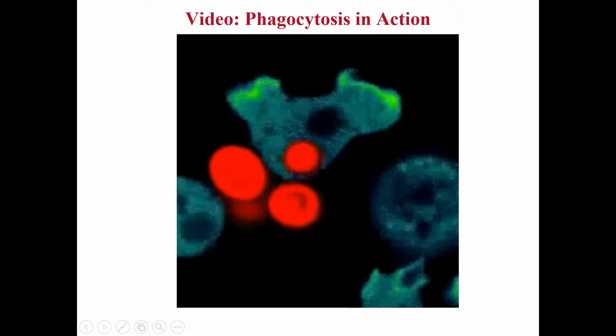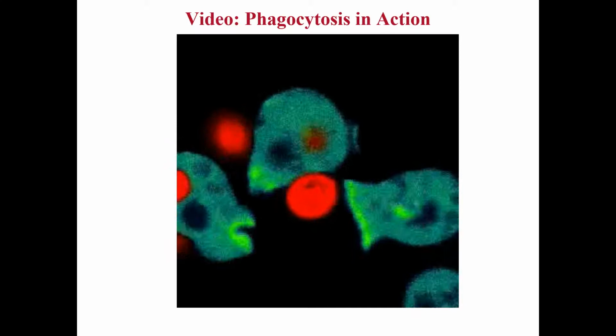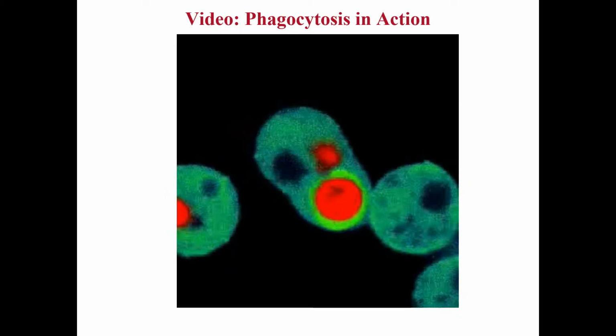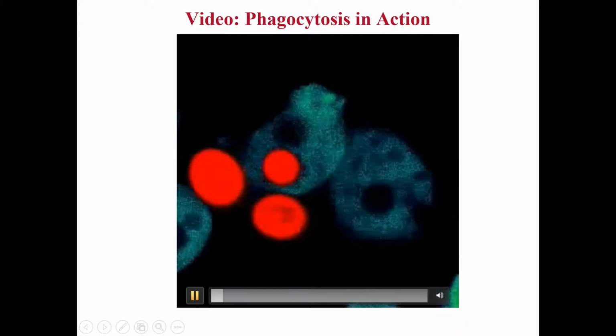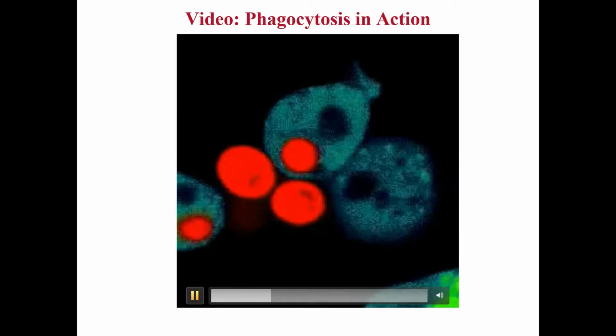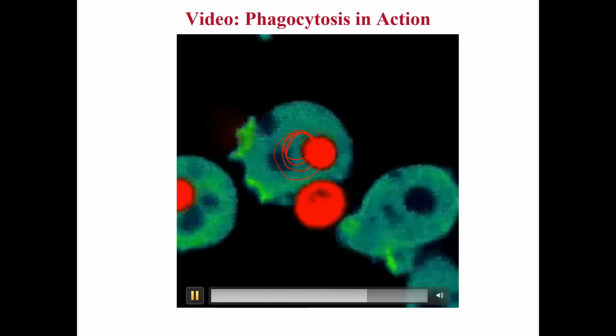Here you're being shown a process of phagocytosis. Here in red, this red spherical structure is being basically phagocytized. You can see that it's going to be inside of a vesicle.